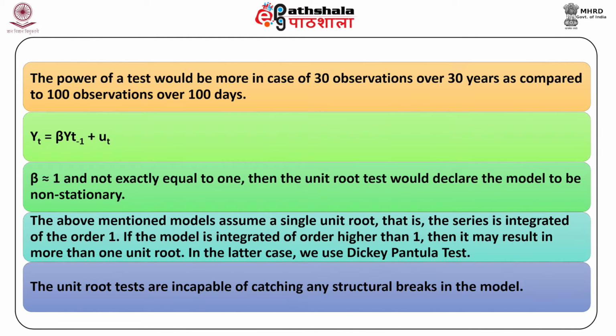Second, if in a model, say yt is equal to beta yt minus 1 plus ut, and beta is approximately equal to 1 and not exactly equal to 1, then the unit root test would declare the model to be non-stationary. Third, the above mentioned models assume a single unit root, that is, the series is integrated of the order 1. If the model is integrated of the order higher than 1, then it may result in more than one unit root. In the latter case, we use Dickey-Fuller test. The fourth reason could be that the unit root tests are incapable of catching any structural breaks in the model.